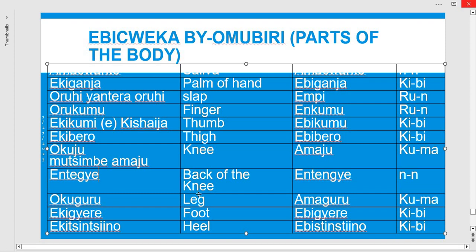Then enteje. That is the back of the knee. It's called enteje, the back side of that. Then we have okuguru, that's the leg. Then we have echijere, that's a foot. Echisinsiino.